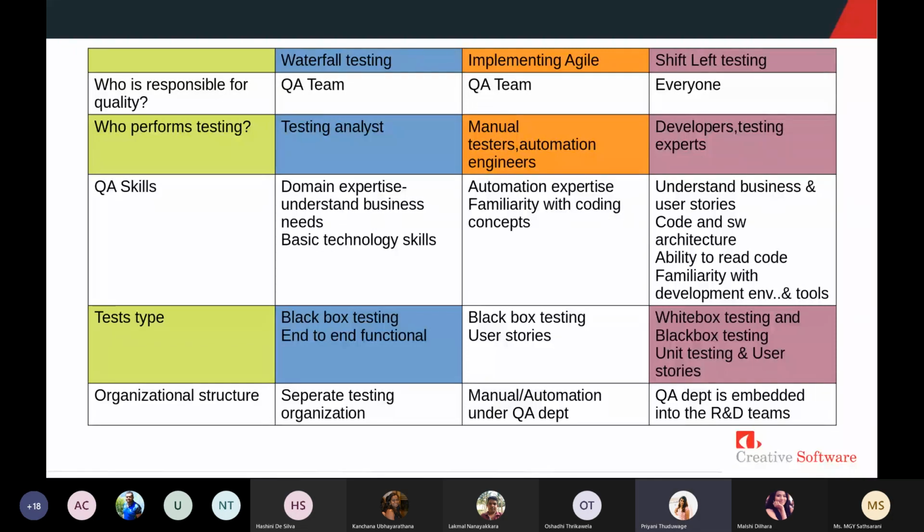So in shift left testing, they focus on unit testing too, while they consider testing types. When we talk about organizational structure, in the waterfall method the QA department is a totally separate department from the other departments. It means they have no idea what they are developing until developers give the release to the QA team. They just read the requirements, prepare test cases, and wait for the release from developers to QA. But in implementing agile, we can see both manual and automation engineers under the QA department.